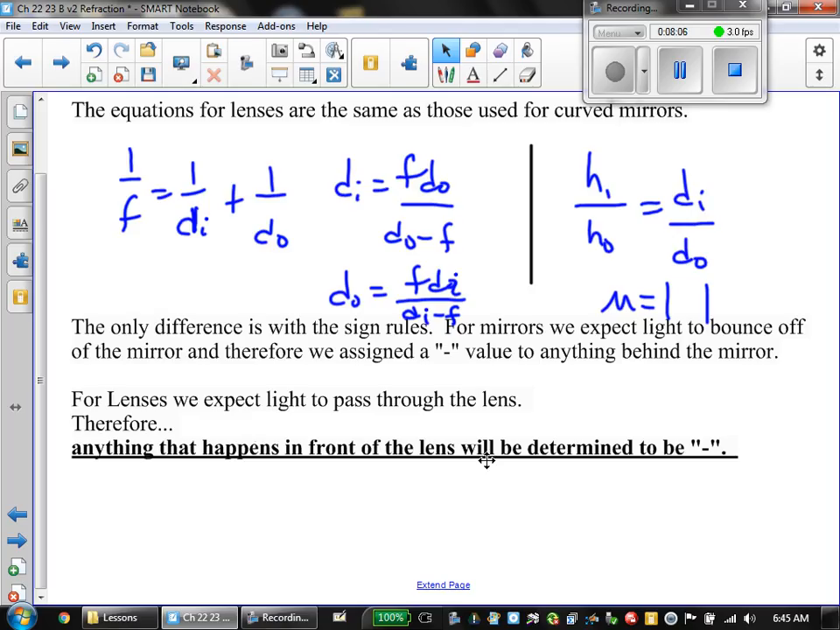Now, this could be the focus, so the focal length could be negative sometimes. The DI certainly can be negative sometimes, and the HI. Remember, negative means it's on the wrong side. It doesn't mean it's inverted or something like that.